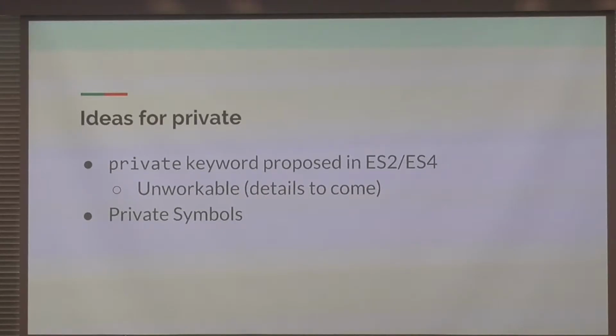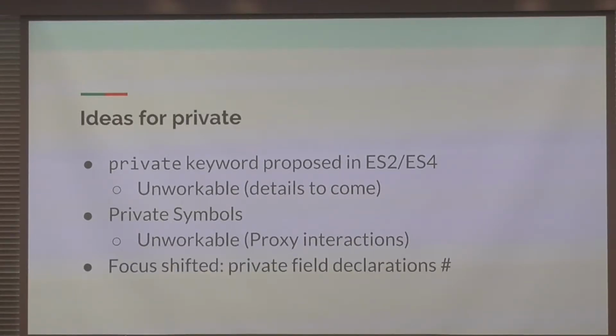Instead, in order to create privacy. But this was also found to be unworkable, because of some interactions with the proxy feature, it would be really hard to make these genuinely private. And so around 2014, the committee shifted its focus to looking into private field declarations using a hash-based syntax, and especially with semantics based on weak maps.